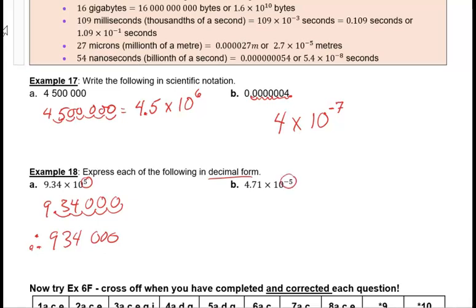In this case, we've got a negative exponent, so we're going to take our 4.71 and we're going to jump backwards 5. 1, 2, 3, 4, 5. And I'm going to place my decimal there, so therefore we have 0.0000471, and that is how you express that number back in decimal form.